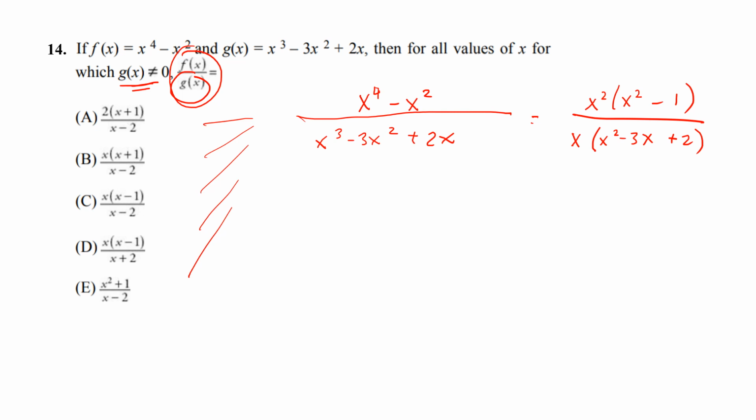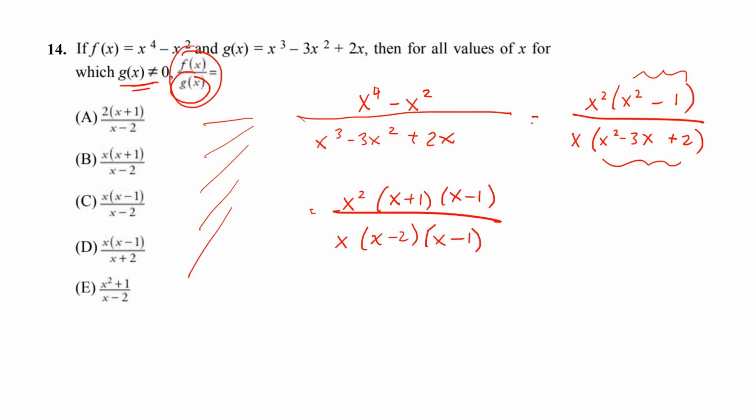Let's see if we can do any more work, right? Like we can try to factor this, we can try to factor this. So now we get x squared. The top is a difference of two squares, that's x plus 1, x minus 1. Divided by, the bottom is x times, let's see if we could factor this. Looks like it's x minus 2, x minus 1. That would get us the minus 3 here and the plus 2 here. It's pretty much in its simplest form as we can get it.